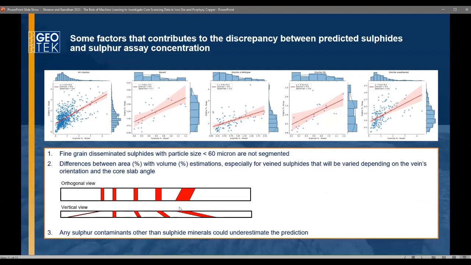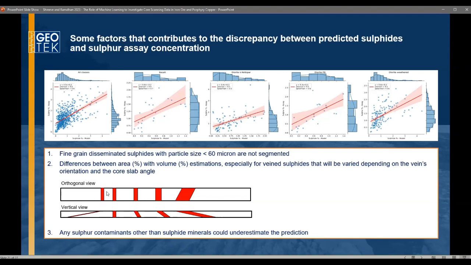Now, while we get some pretty good trends, you can see there's quite a lot of variation, and that still exists because we should always bear in mind what we're really looking at and what we're measuring. So the first thing is that some of these disseminated sulfides are very, very small. They're below the image resolution of what our camera is able to get in some cases. We should also bear in mind the difference between what we're measuring versus what is actually happening within the core from a sulfide perspective or an assay perspective.